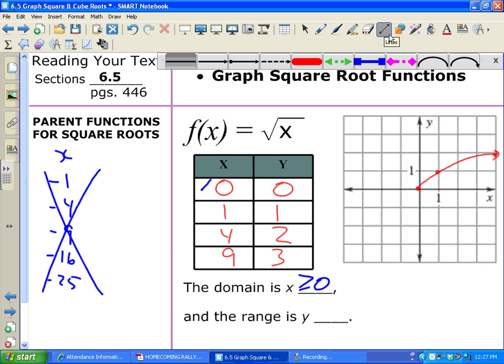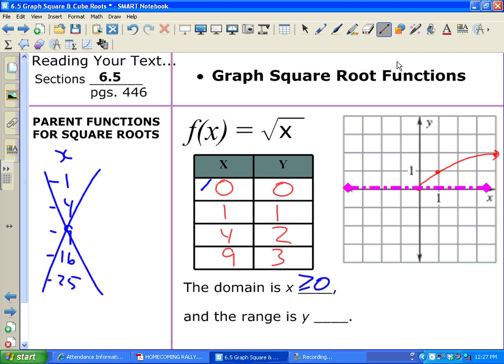When I'm looking at my y values, they are all above 0. In other words, my y values are also going to be positive in this situation. So my y must also be greater than or equal to 0.